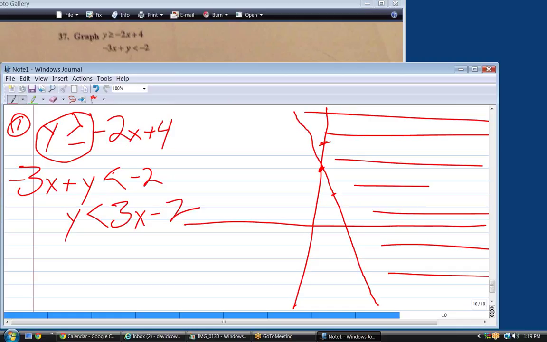Where do I start on that? Negative 2. Okay. Slope? You could go up 3 over 1 to the right. Okay. Solid line or dotted line? Dotted. Above or below the dotted line? Below. Okay. So I'm going to use vertical stripes here to shade it.